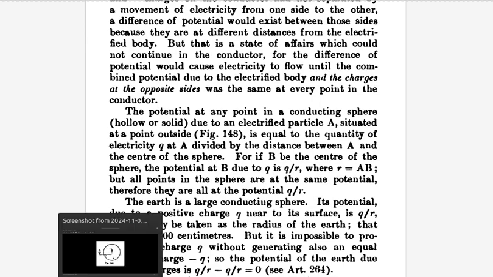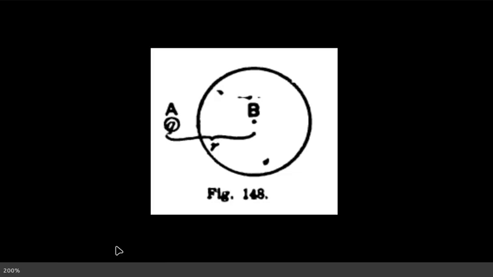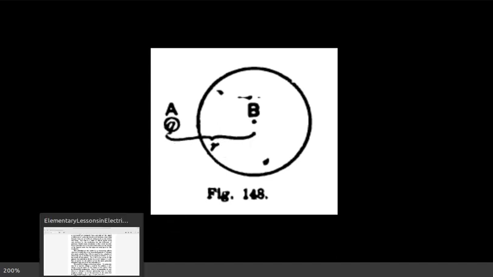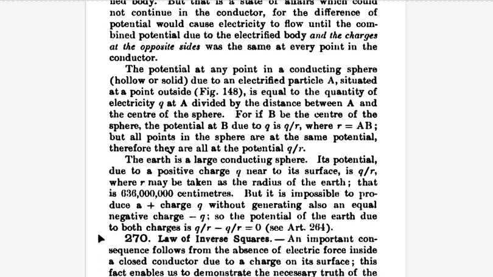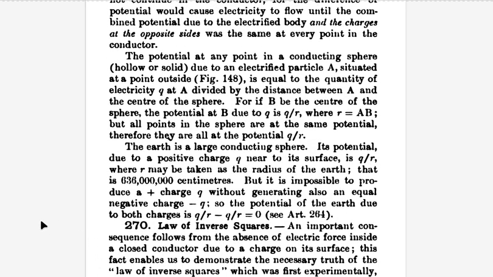The potential at any point in a conducting sphere, hollow or solid, due to an electrified particle A, situated at a point outside, figure 148, is equal to the quantity of electricity Q at A divided by the distance between A and the center of the sphere. For if B be the center of the sphere, the potential at B due to Q is Q over R, where R equals AB. But all points in the sphere are at the same potential, therefore they are all at the potential Q over R.